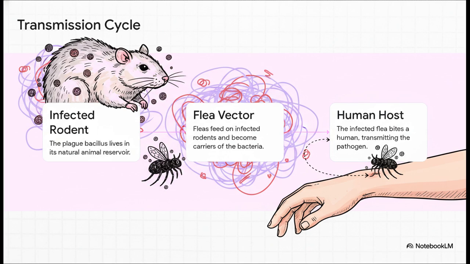Step 1, the bacteria hangs out in rodents. Step 2, a flea comes along, bites an infected rodent, and becomes the getaway driver, the vector. And step 3, that infected flea then jumps onto a human, bites them, and injects the pathogen right into a brand new host. It's an ancient and, frankly, terrifyingly effective delivery system.